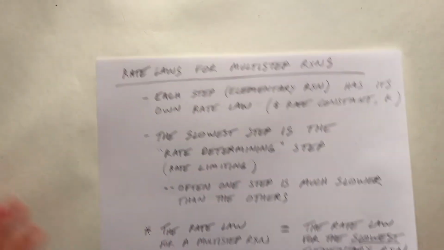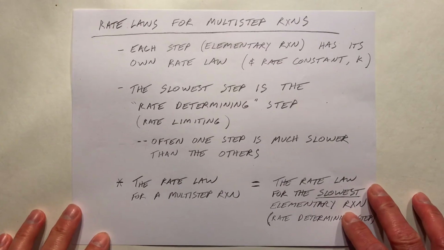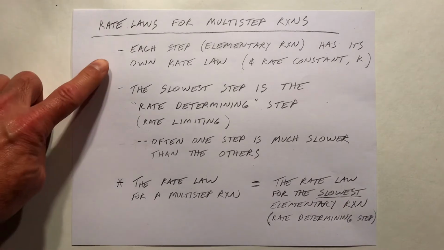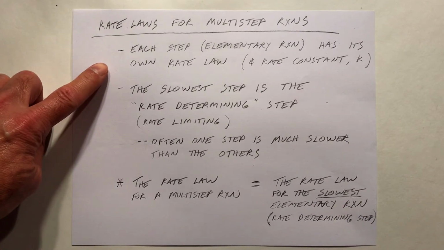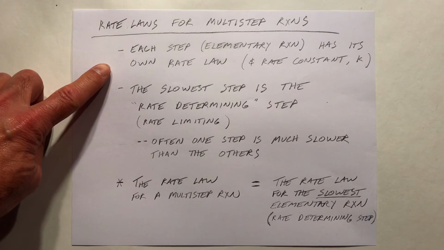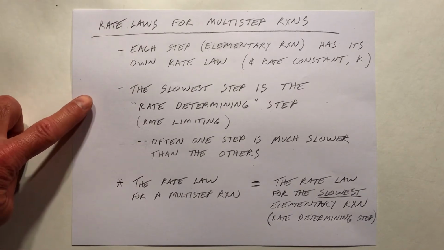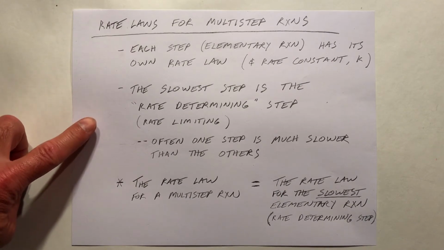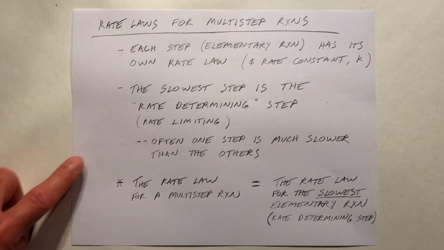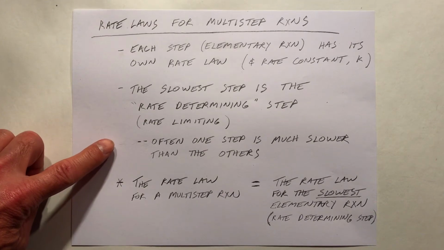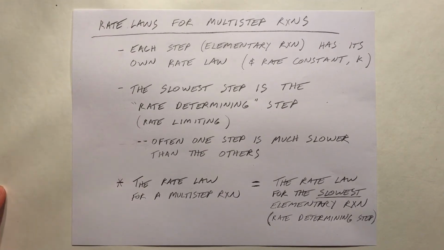So what about rate laws for multi-step reactions? Well, we can say that each step or each elementary reaction has its own rate law and rate constant. And that the slowest step is the rate determining step or the rate limiting step. And often in reactions, we'll find that one step is much slower than the others. It makes sense that if there are several processes occurring, the slowest process would determine how fast the overall process would occur.